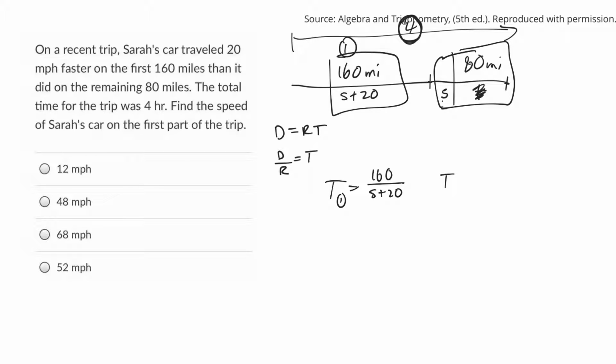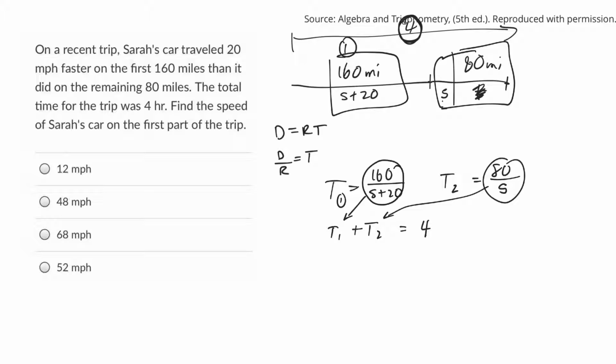And then the time for the second part is 80 miles, and the rate was s. But I know that t1 plus t2 is equal to 4 hours. So this I can plug in for t1, and this I'll plug in for t2. So I have 160 over s plus 20 plus 80 over s is equal to 4. And now I'll look for a lowest common denominator, which will be s times s plus 20, and I'll multiply every term by that.